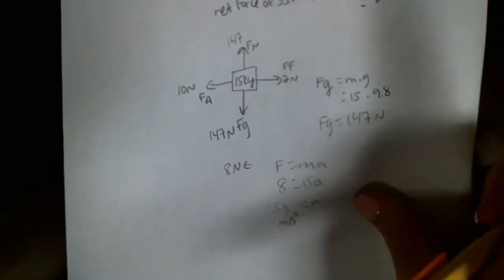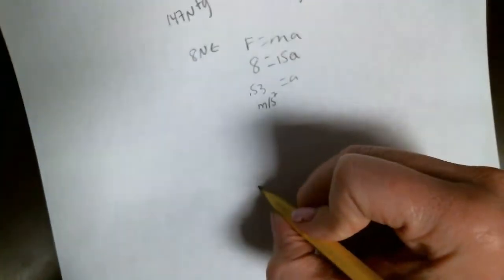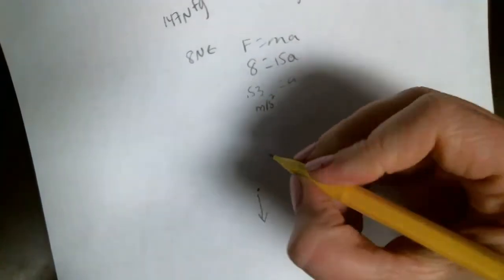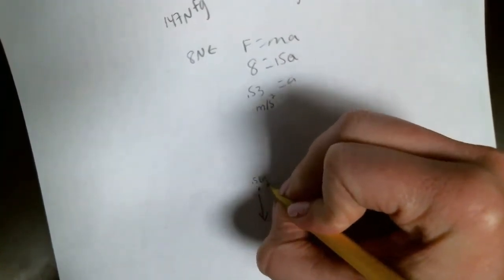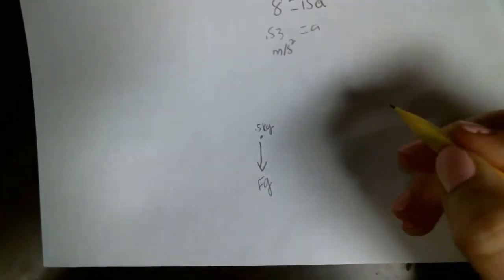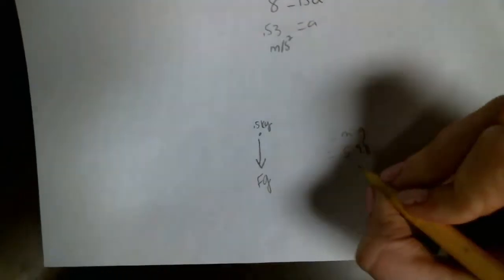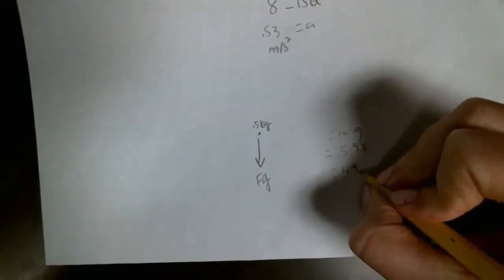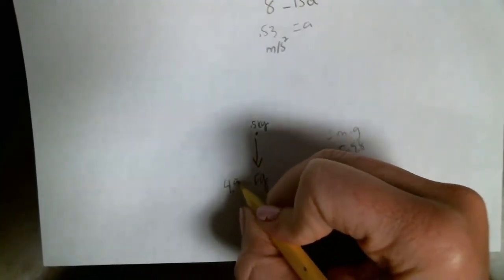Let's do one more. Let's say I have a ball. The ball has a mass of 0.5 kilograms, and it's falling to the ground. So let's calculate our forces here. We're going to have Fg, and to figure that out is going to be, again, mass times gravity, so 0.5 times 9.8. And so that would be 4.9 newtons. So my Fg is 4.9.